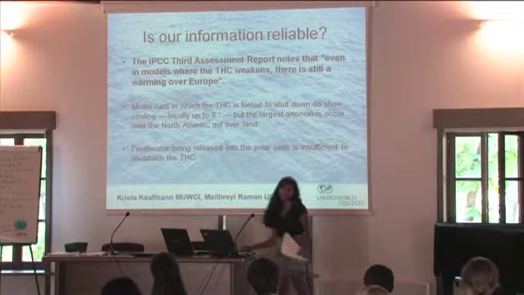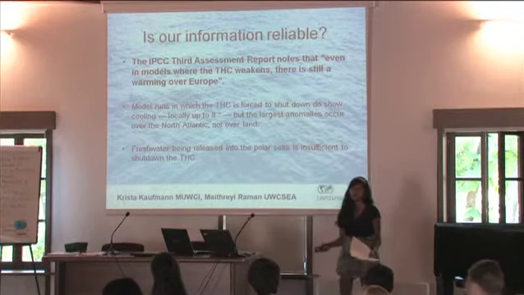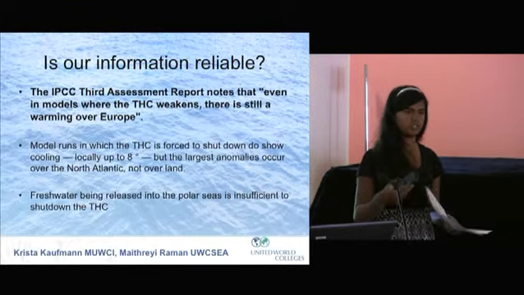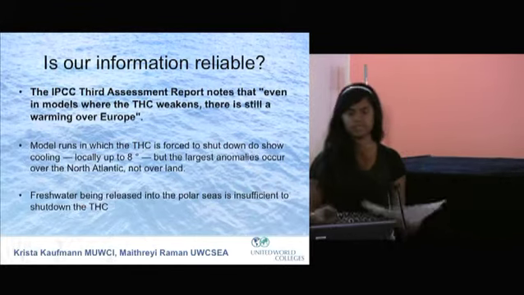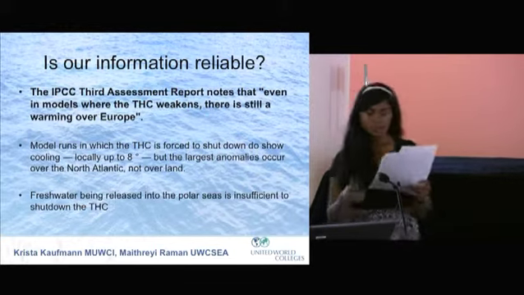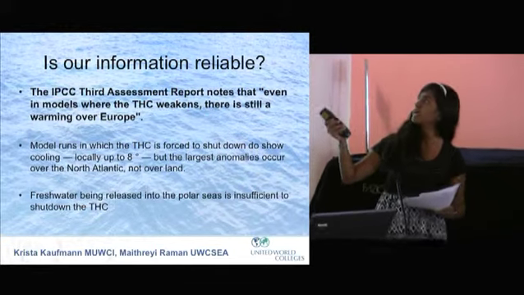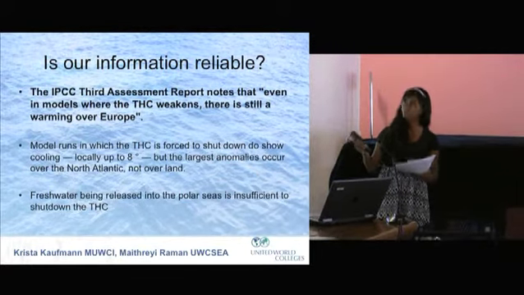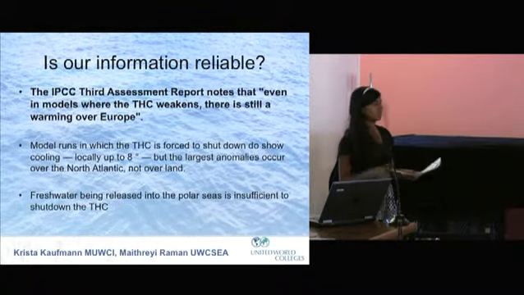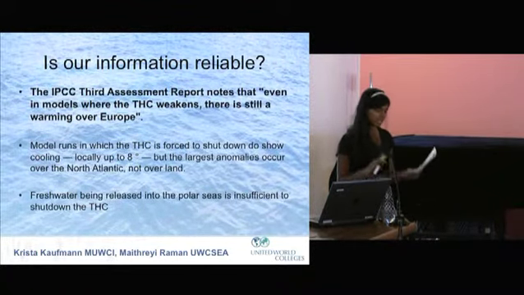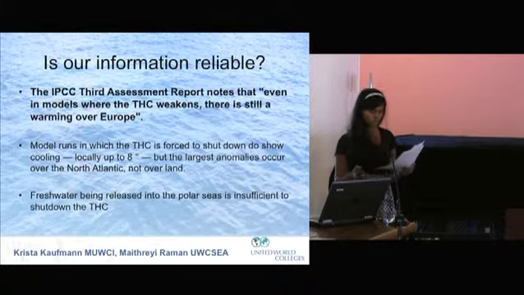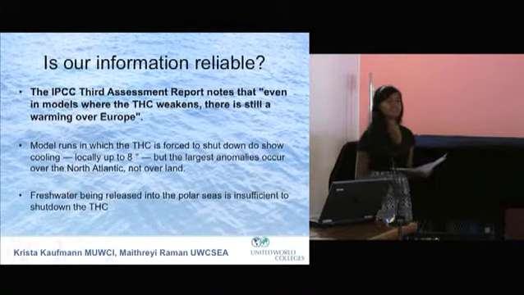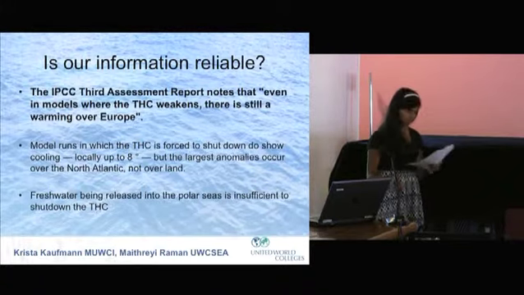But should we just blindly accept this hypothesis that the thermohaline circulation is going to shut down and the regions in North America and Europe are going to cool and it's going to cause an ice age? Of course not. The IPCC third assessment report notes that even in models where the THC weakens, there is still a warming over Europe. So the cooling effect of the THC slowing down is currently insufficient to overcome the warming due to the enhanced greenhouse effect. So it's unlikely that the THC will shut down over the next century.